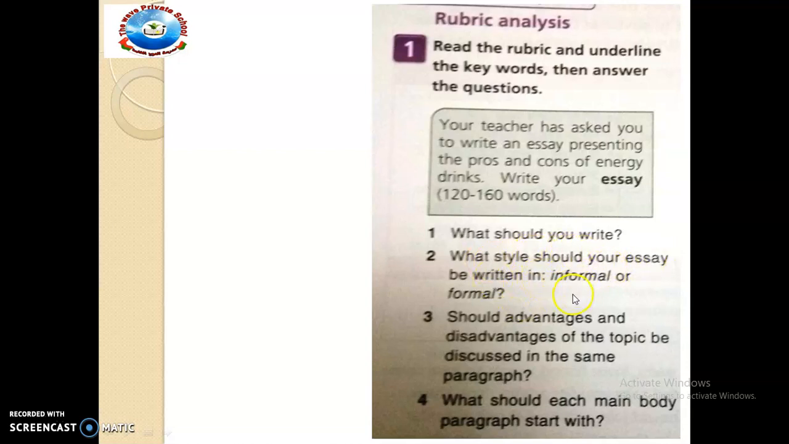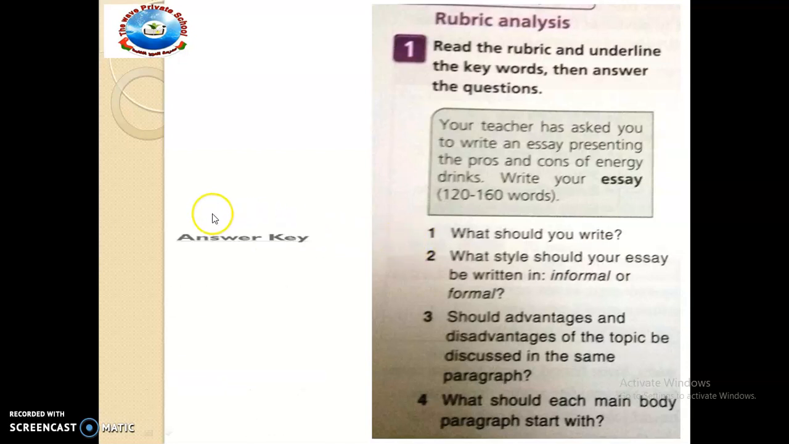What should you write? What style should your essay be written in? Is it formal or informal style? Should advantages and disadvantages of the topic be discussed in the same paragraph? What should each main body paragraph start with? So I want you to answer this. Get your textbook, your notebook, because you have to write this in your notebook. Remember the format, exercise 1, page 110.